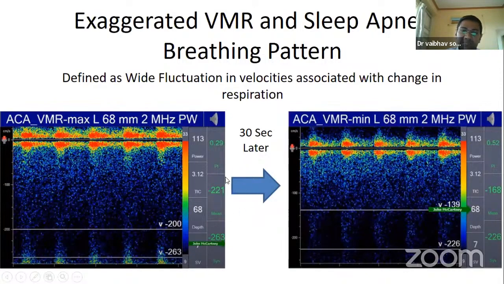Whether we have to consider the mean flow velocity of 221 or the mean flow velocity of 168, that is an irony. While performing this test, we have to consider any one value, because such a huge difference in the value cannot be taken as normal.